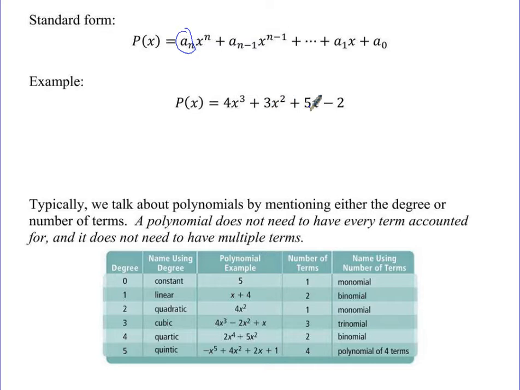A sub 1 equals 5. A sub 0 equals blah, blah, blah. Okay? I think I said that backwards, but that's okay. Don't get bogged down by the notation. We're just putting terms in order from highest degree to lowest. The leading coefficient in this problem would be what?